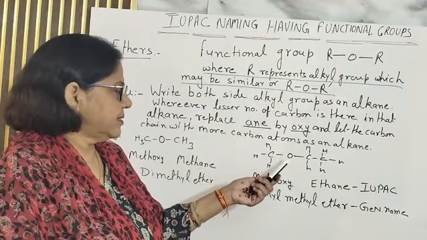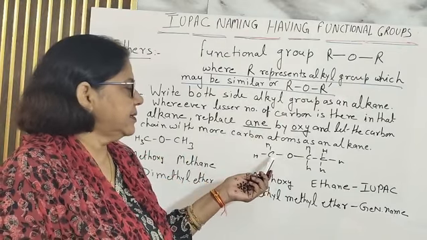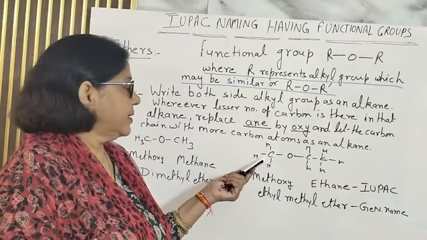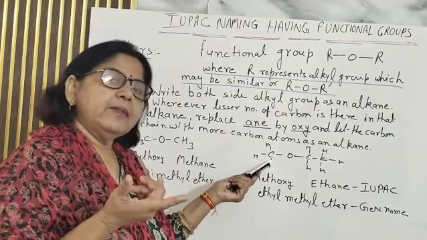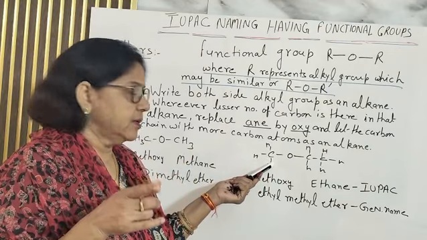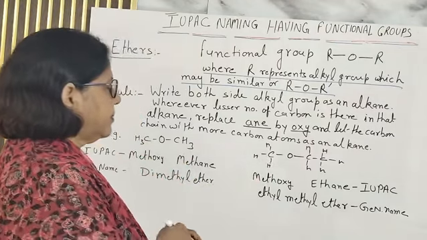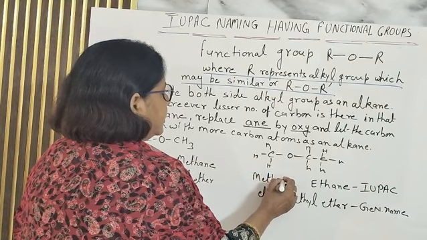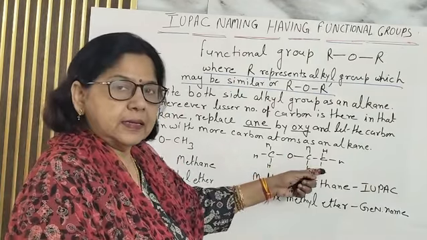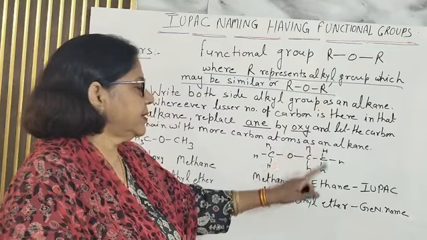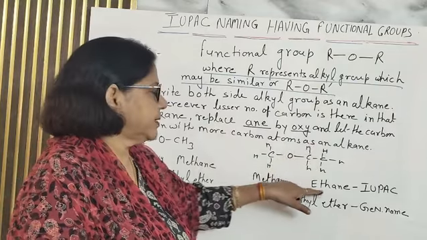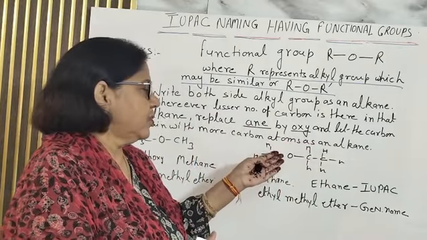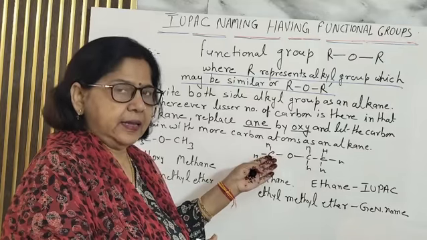I have written here, like for instance, this is the ether. Oxygen is sandwiched between the two alkyl groups. Here is only one carbon. So from one carbon, which alkane is there? Methane. I have written here methane, ANE, right? And here two carbons are there. From two carbon, which alkane will be there? Ethane. I have written ethane.